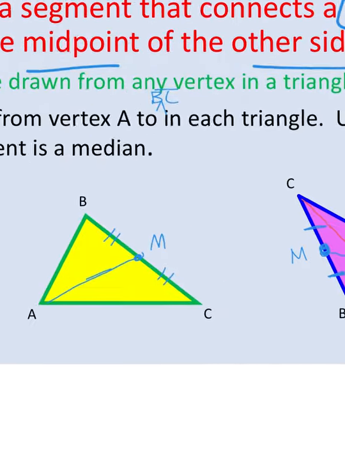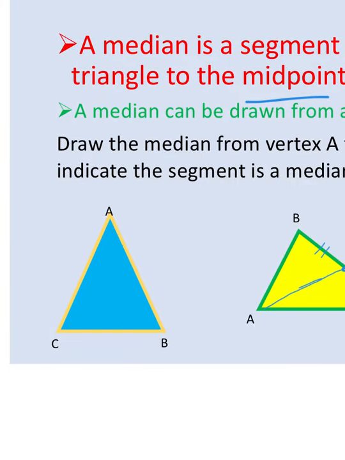And I realize now that I completely skipped over the first one. So why don't you kids do the blue one on your own? Draw the median from vertex A to segment CB. And draw the tick marks to indicate that it is a median. Okay, it should look something like what I have here in green.